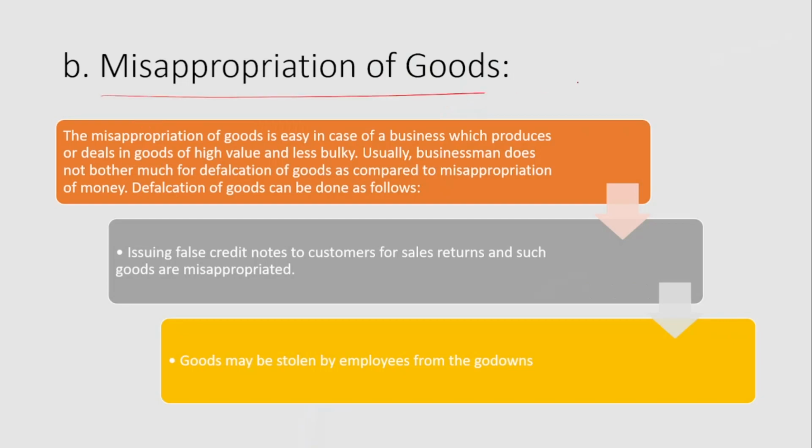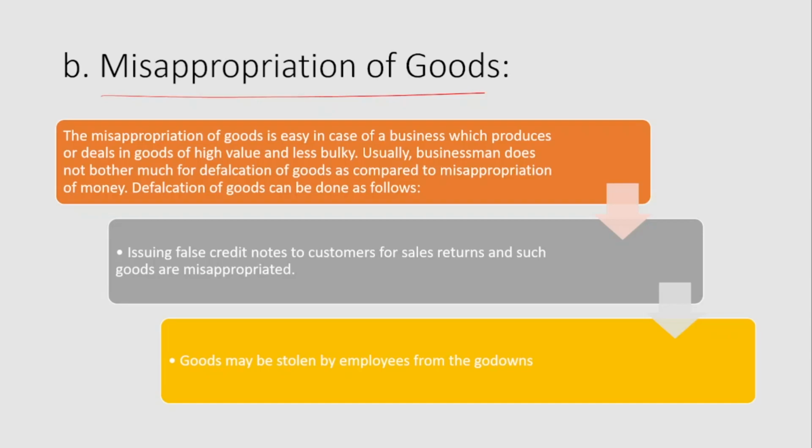Next is misappropriation of goods. What happens in godowns? There will be heavy goods, and some goods you will take to your home for your personal use. Then you will tell the auditor or any concerned person that someone has stolen the goods.